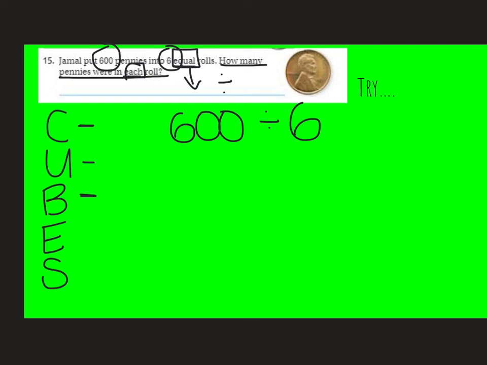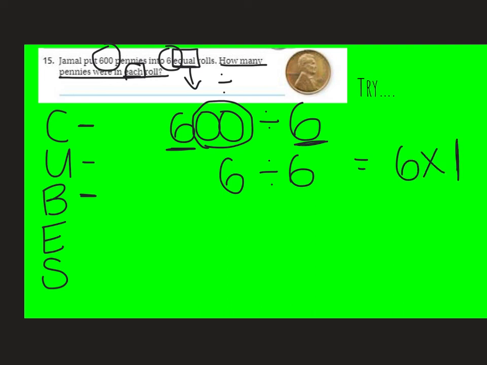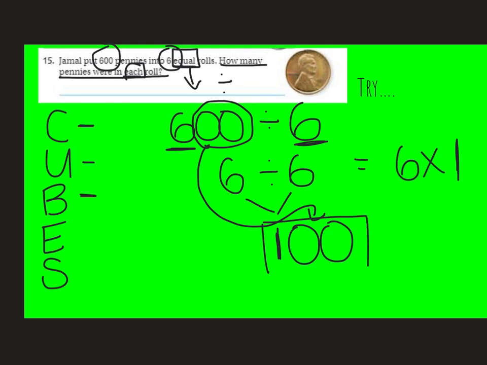Remember what I said, boys and girls, when we are working with the zeros, I'm going to ignore my zeros for now and underline my basic facts. So this becomes 6 divided by 6, which is the same thing as 6 times 1. I know that the answer is going to be 1, but don't forget we ignored those 2 zeros in the beginning. We need to carry them down. So my answer will be 100.